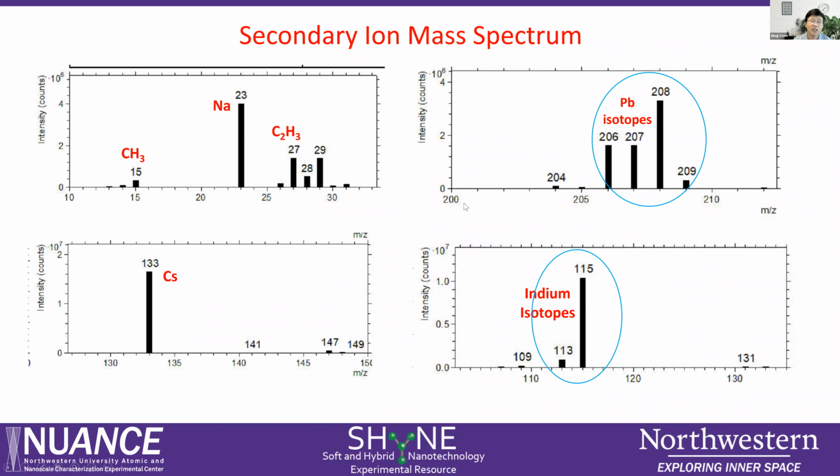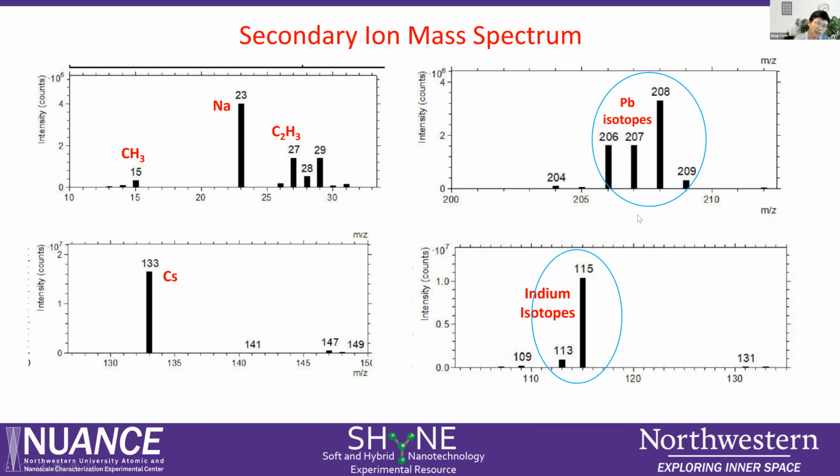Okay, so this is a typical mass spectrum, and you can see the peaks. Here are the carbon, hydrogen, CH3, the sodium, C2H3, C2H4, and here a lead isotope. This is an advantage: you can see the isotopes. Even for the same element, XPS cannot see the difference, but the mass spectrum can see isotopes.